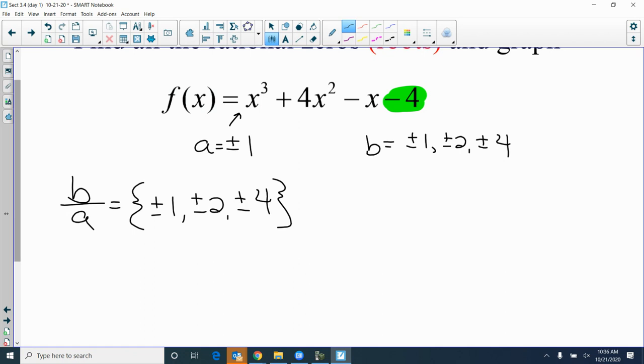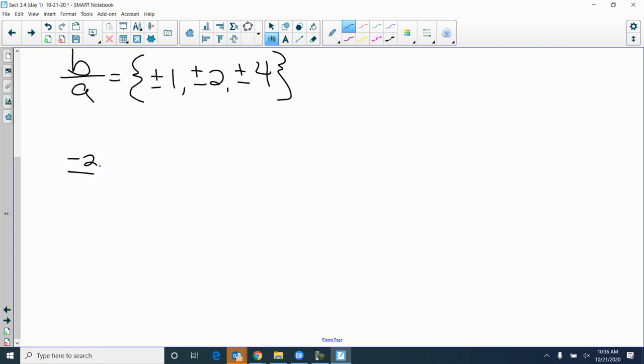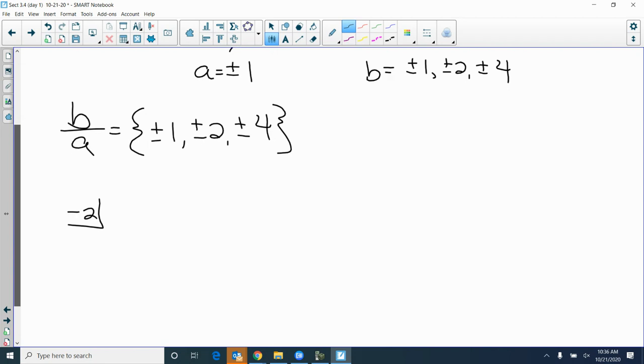All right. So now there is an element of guess and check. You just got to pick a number. So let's all stay on the same page. Emily, pick one to try. All right, -2. Let's do -2. Let's plug it in and see if it's a root. So -2, and I plug it in using synthetic division with 1, 4, -1, -4.